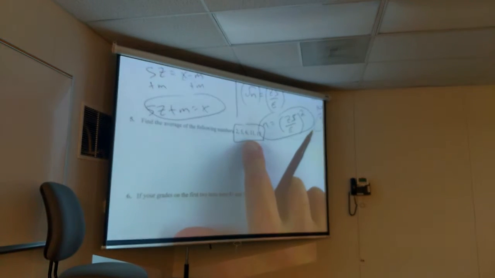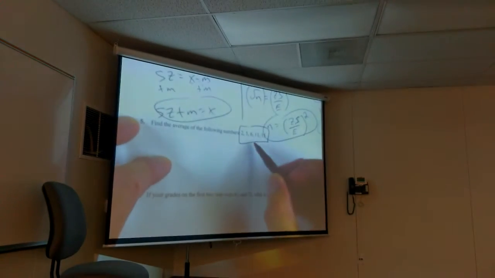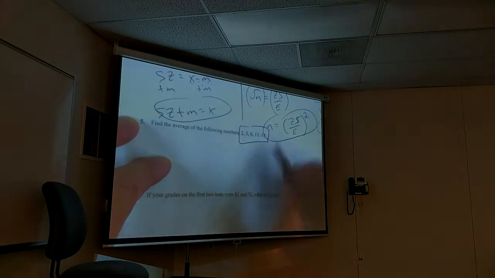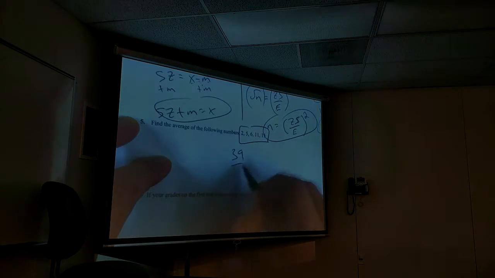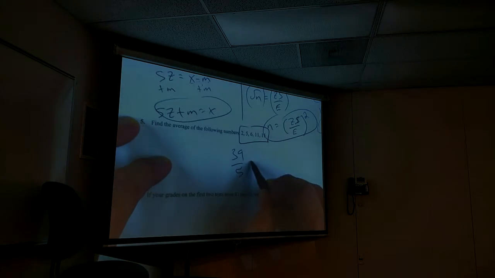This should be a simple question. How do I find the average of these? Add them all up. Divide by 5. Right? So what do you get? 17, 28, 39? And how many numbers? There's 5.